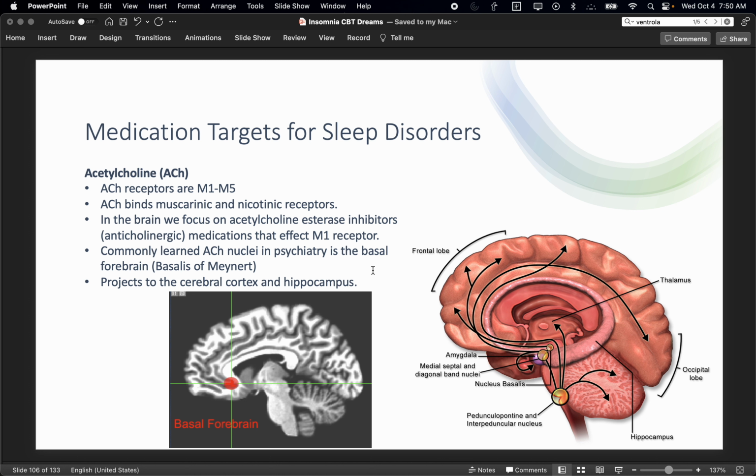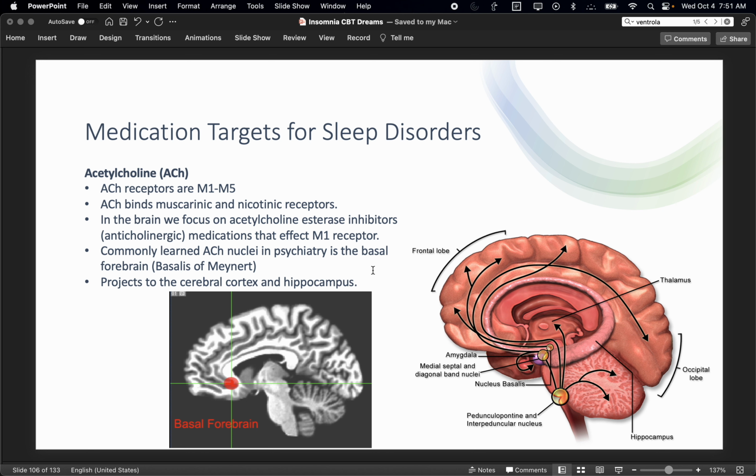So the commonly learned acetylcholine nucleus in psychiatry is in the basal forebrain. It's called the nucleus basalis of Meynert. It is the smaller one, so there are 2 circles in the central part of the brain. It's the one a little bit higher up. There are actually more. Each of those circles is another pathway for acetylcholine. Whenever we learn things like, we say the VTA is this one thing, there's more than one system, but that's the primary.